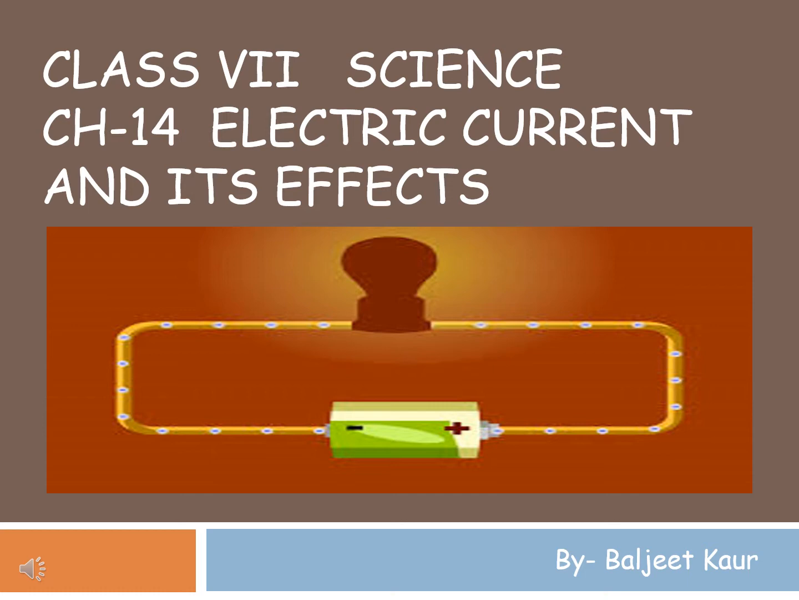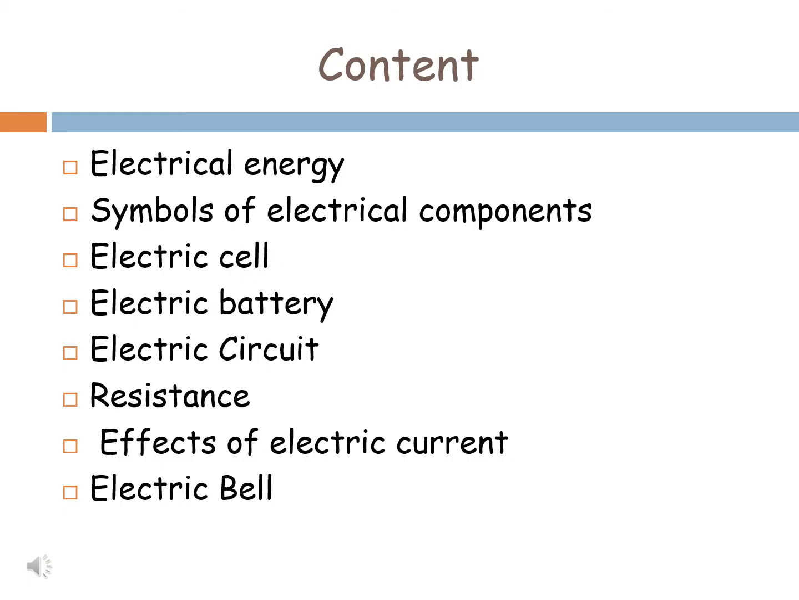Today we are going to start new chapter 14, electric current and its effects. In this chapter we will study about electrical energy, symbols of electrical components, electric cell, electric battery, electric circuit, resistance, effects of electric current and working of electric bell.